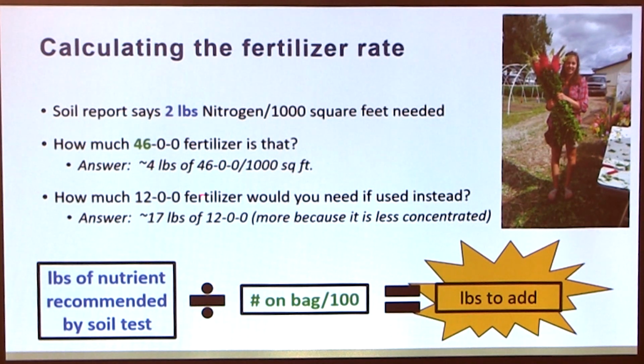I also have this organic example of feather meal or blood meal. They're around the same, and so if it's a 12-0-0, you'd need 17 pounds to hit that because it's just less concentrated. 12% of that bag is nitrogen in this case, and 46% of the bag is nitrogen in the other case. Okay, so that's how much to add.